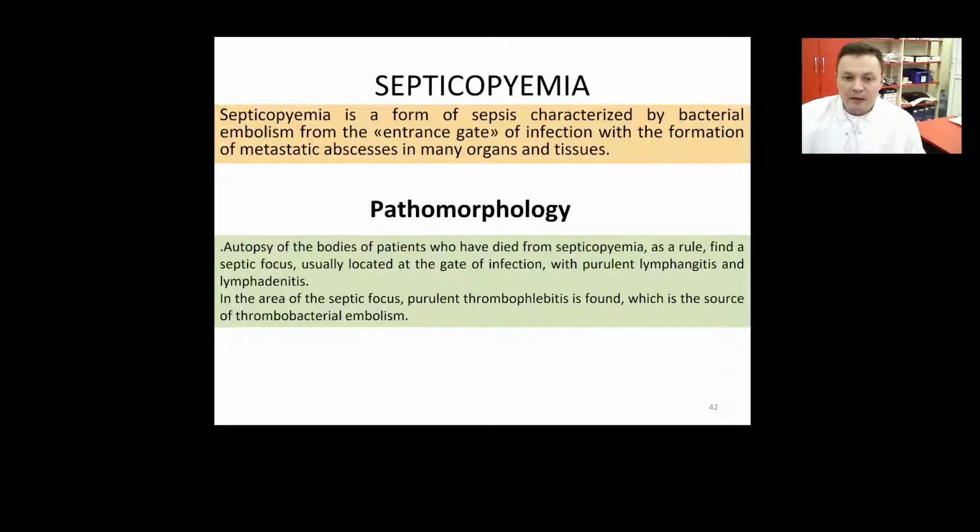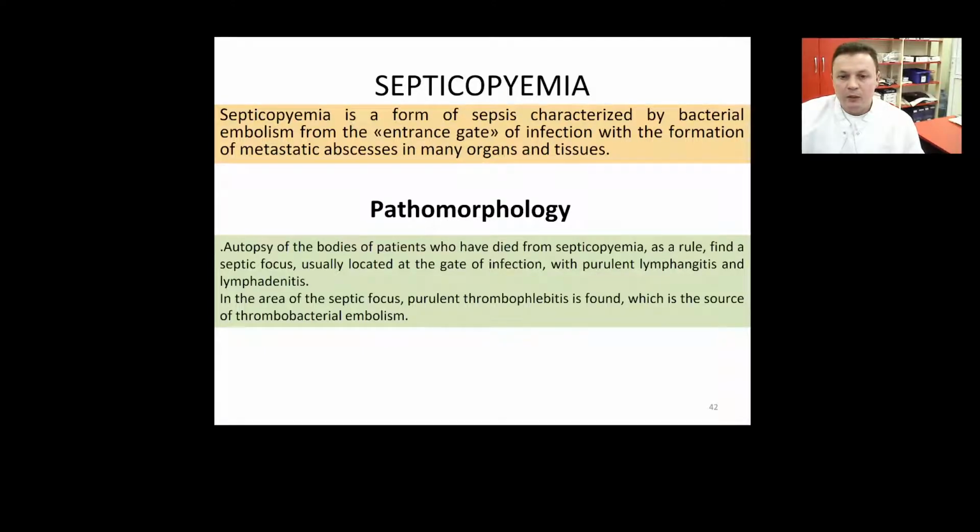If we talk about pathomorphology, autopsy of the bodies of patients who have died from septicopyemia, as a rule, finds a septic focus usually located in the gate of infection with purulent lymphangitis and lymphadenitis. In the area of the septic focus, purulent thrombophlebitis is found, which is the source of thrombobacterial embolism. The first metastatic abscesses appear in the lung.